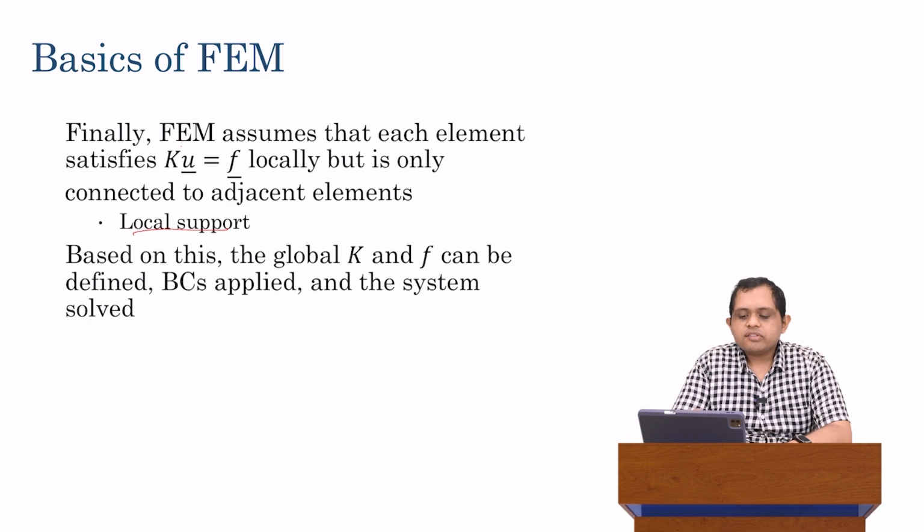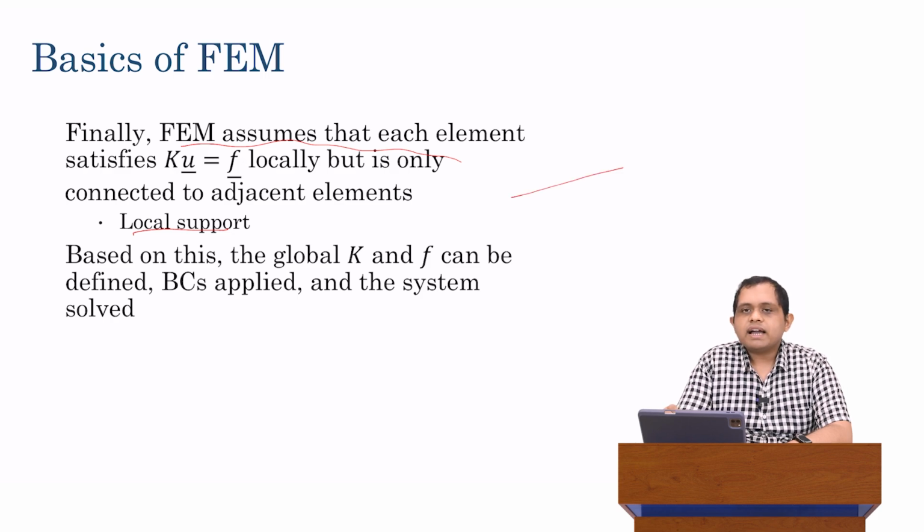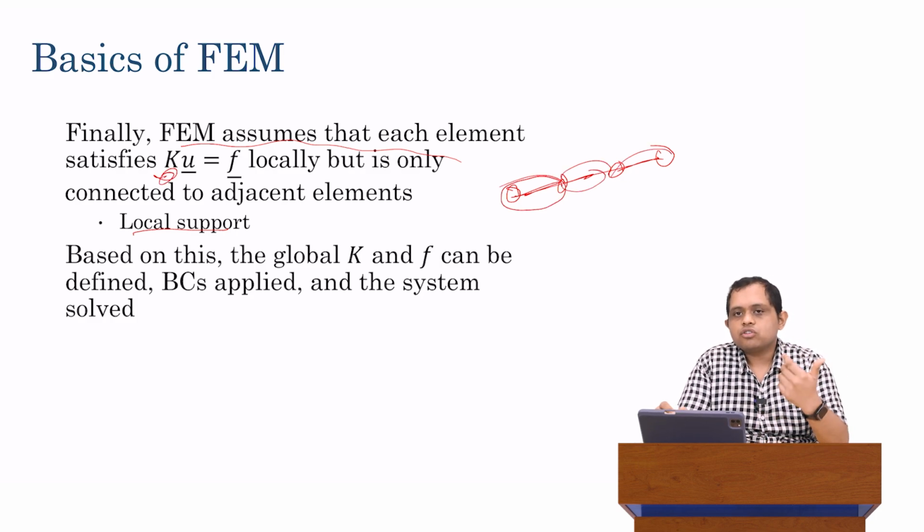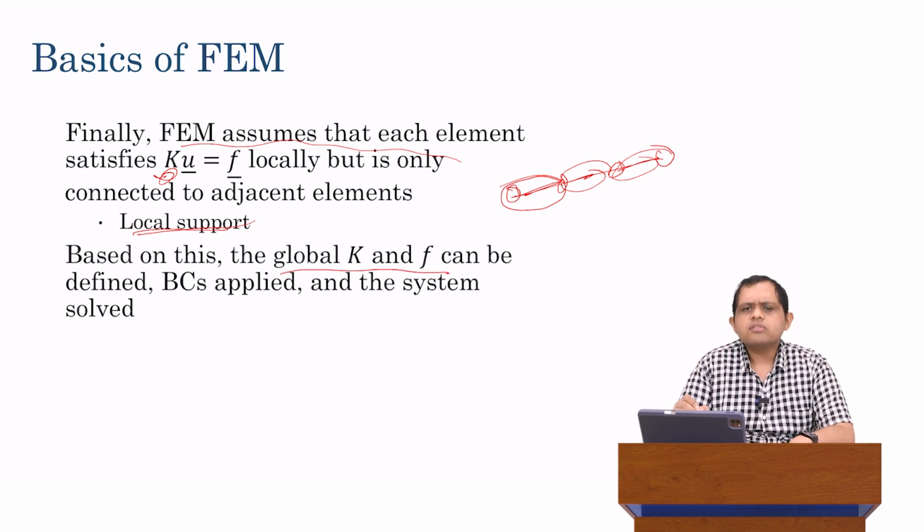As we said previously, in the finite element method, we assume that each element satisfies ku is equal to f. Previously, we had our domain and we cut it into only two nodes, so one element. But we could have more nodes, and each element is connected by nodes. We assume that a stiffness matrix is only valid inside its element, and the next element has its own stiffness matrix. So a stiffness matrix is only defined within a particular element. That's an assumption we call local support. Based on this, we can create what's called a global stiffness matrix. We'll see more details about this in later lectures.